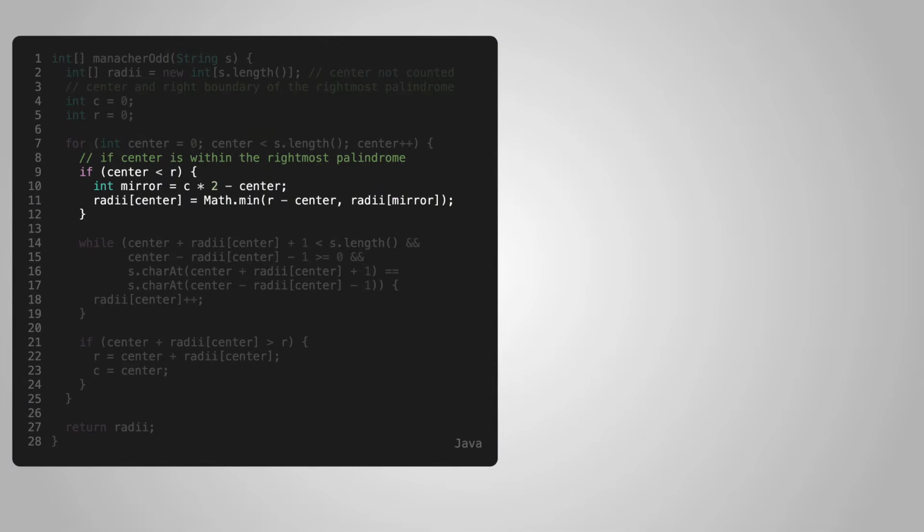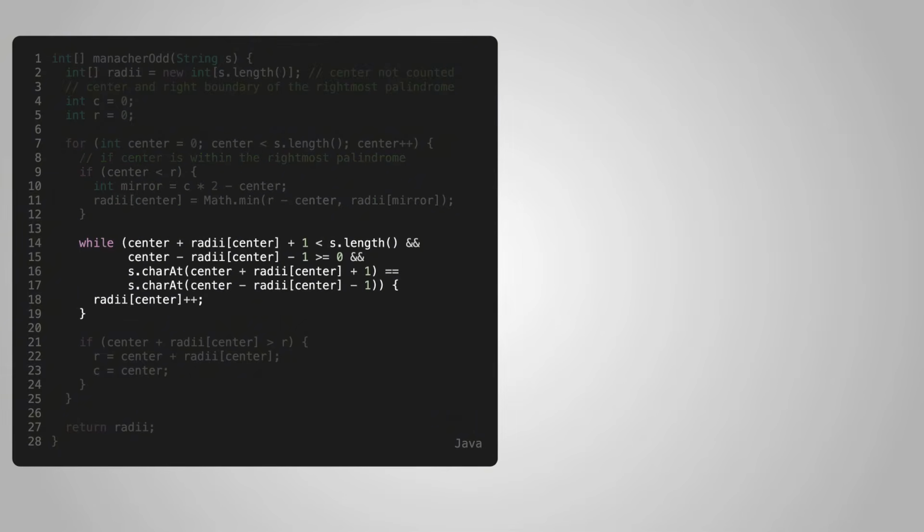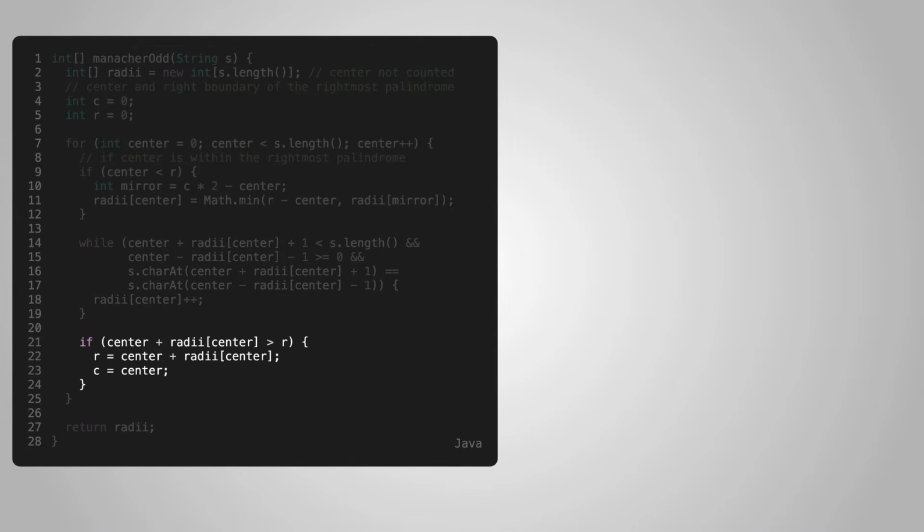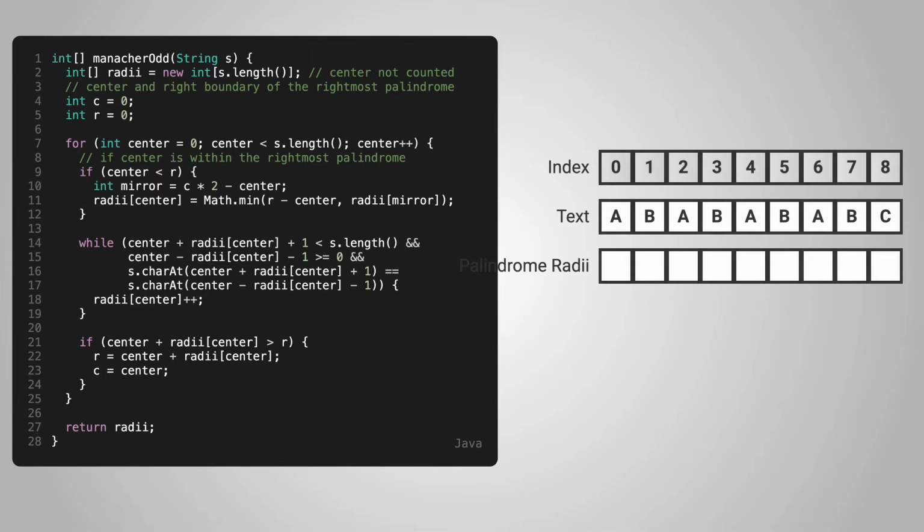If center is inside the current rightmost palindrome, we find the mirror position and figure out how many characters we can skip. After that initial assignment, we try to expand further. The while loop checks the next characters just outside the current palindrome. While they match, increase the radius by 1. If the expanded palindrome is the new rightmost palindrome, we update accordingly. Let's run the code through an example.